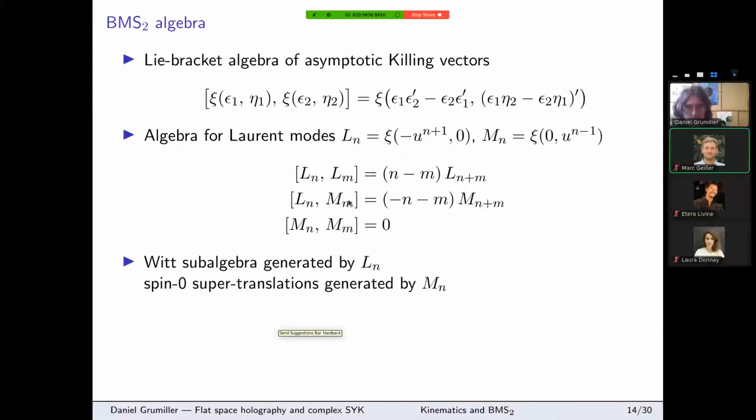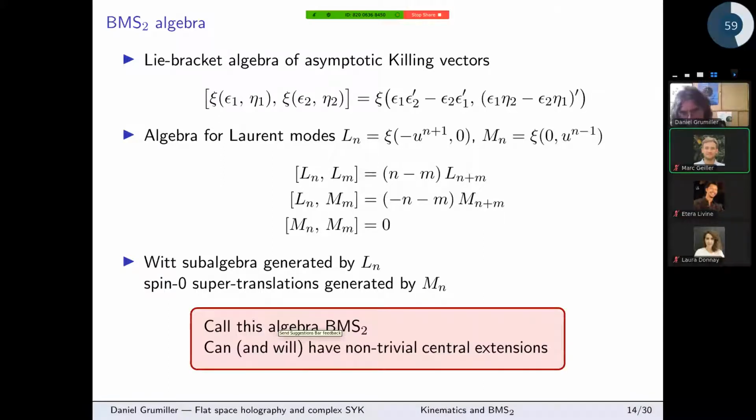And the middle commutator, or Lie bracket, shows that these are like spin 0 super translations. If you interpret this again as a quantity with a certain spin, then you deduce that the spin of these generators is 0. This algebra is what I call BMS2. Let me just point out that algebraically you can find, in principle, non-trivial cocycles of that algebra. So this algebra is allowed to have a non-trivial central extension, and we will later see in a concrete model that there is going to be a non-trivial central extension.